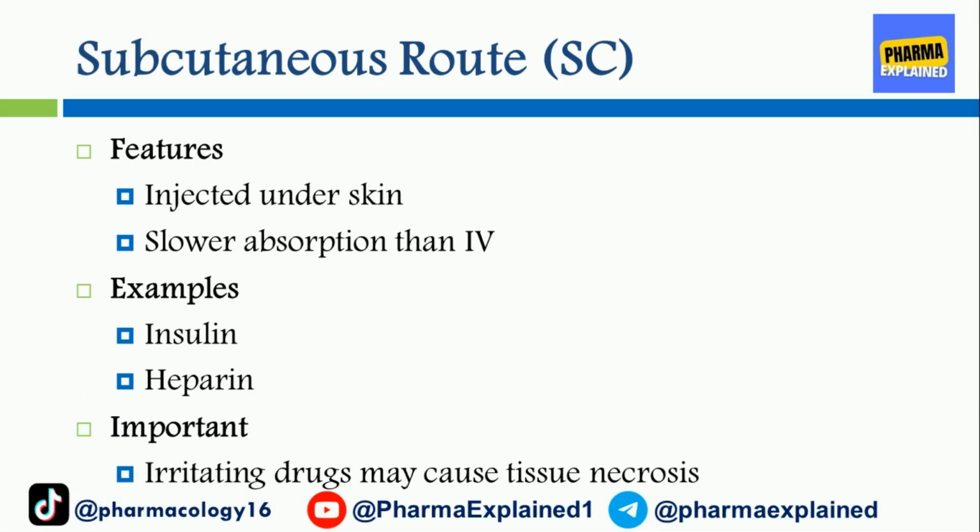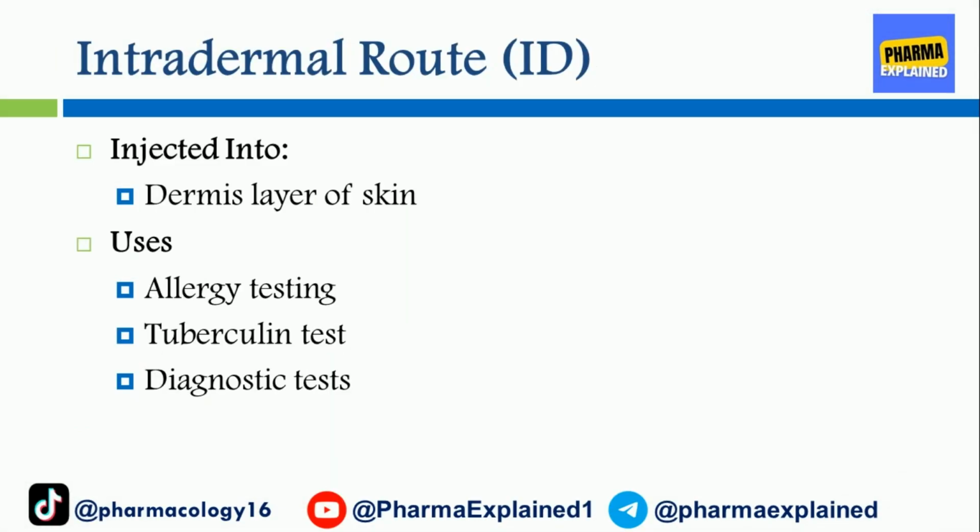3. Subcutaneous route, SC. Drugs are injected under the skin. Absorption is slower than for IV administration but provides sustained effect, constant absorption. Common examples: insulin, heparin. However, irritating drugs should not be given subcutaneously because they may cause tissue necrosis. 4. Intradermal route, ID. Drugs are injected into the dermis layer of the skin. This route is commonly used for diagnostic tests, allergy testing, tuberculin skin testing.